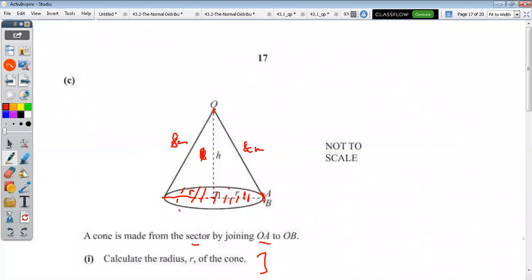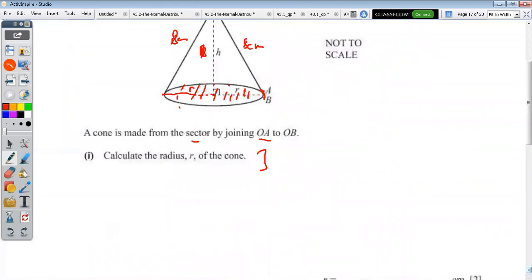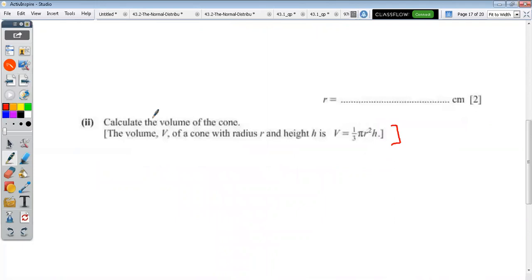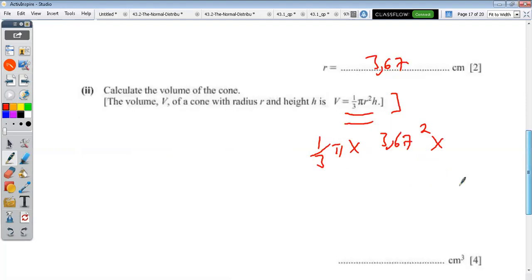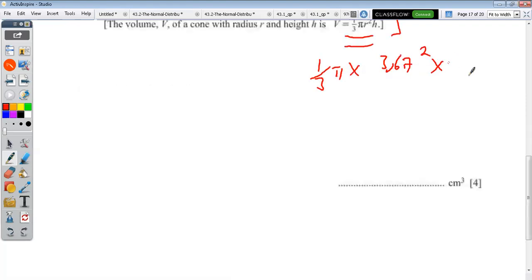So that's true what she has said there. Now it's easy to calculate this, because they give you the formula. We now know the 3.67. So the volume of a cone is 1/3 pi multiplied by the radius that we got there, 3.67 squared, multiplied by the height. Where is the catch? It's on the height. We don't know the height. What do you do now?